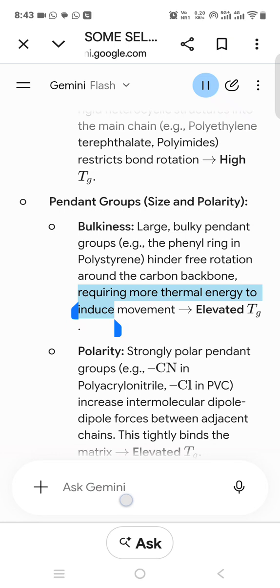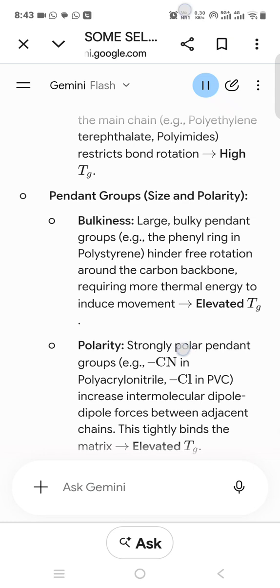Chain flexibility and rigidity. Polymers with flexible backbones, e.g., aliphatic C-C chains, C-O bonds in polyethylene oxide, have low internal rotation barriers, allowing segmental motion at low temperatures, so low T_G. Incorporating aromatic rings or rigid heterocyclic structures into the main chain, e.g., polyethylene terephthalate, polyamides, restricts bond rotation, so high T_G. Pendant groups, size and bulkiness. Large, bulky pendant groups, e.g., the phenyl ring in polystyrene, hinder free rotation around the carbon backbone, requiring more thermal energy to induce movement, so elevated T_G.